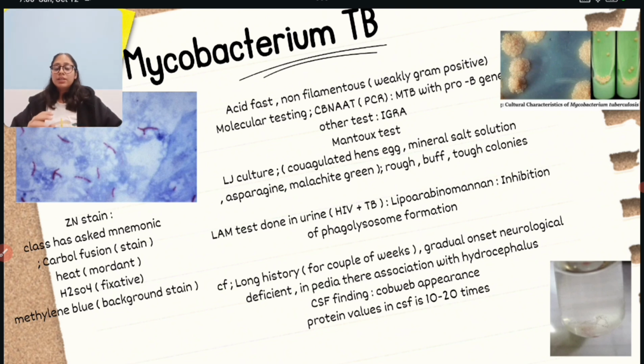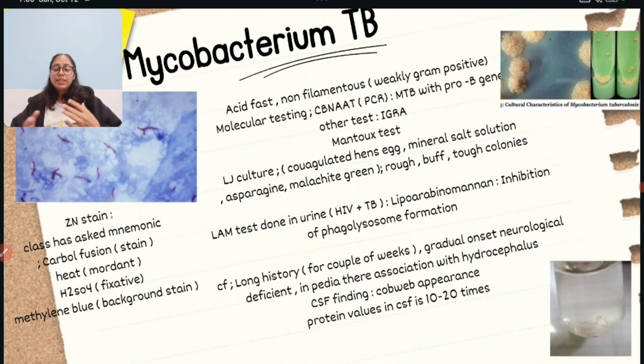So that's why we cannot culture it into that medium, gram stain medium. And it is non-filamentous. And whatever tests we do, we have to remember that very carefully. Like we have molecular test, that is your CBNAAT. Okay, that is the PCR for it. And we have IGRA test, that is okay.